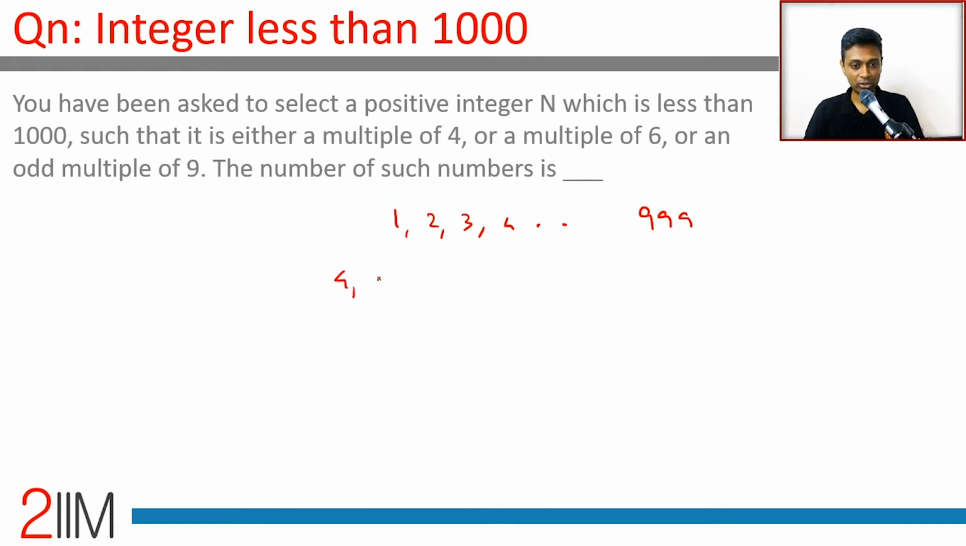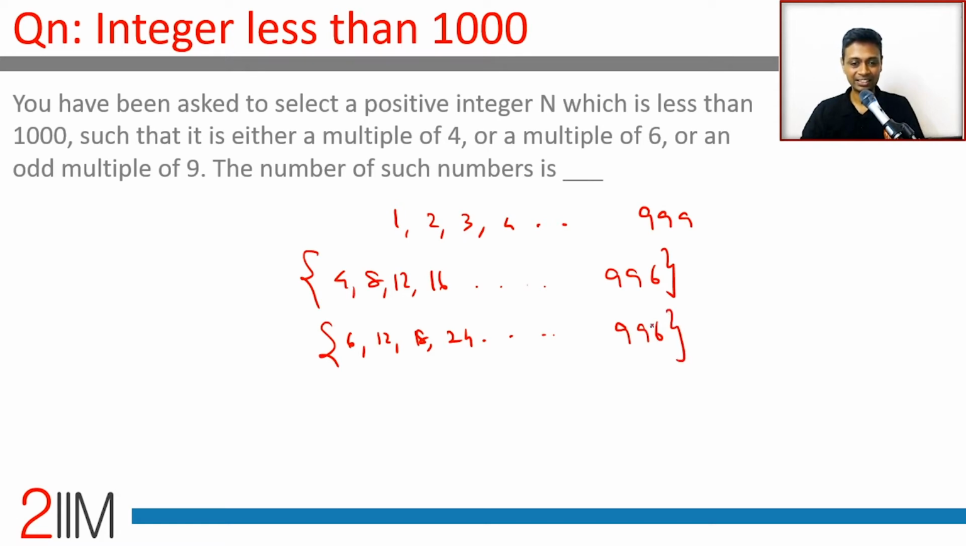So it either belongs to this set 4, 8, 12, 16 all the way till 996. 1000 is a multiple of 4, so 996 will be a multiple of 4. Or it belongs to this set 6, 12, 18, 24 all the way till again 996. This 996 also happens to be a multiple of 6. How so? It's a multiple of 3 by the sum of the digits, and it's an even number, so a multiple of 2. Done.